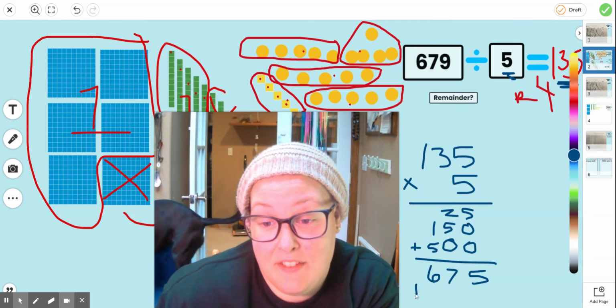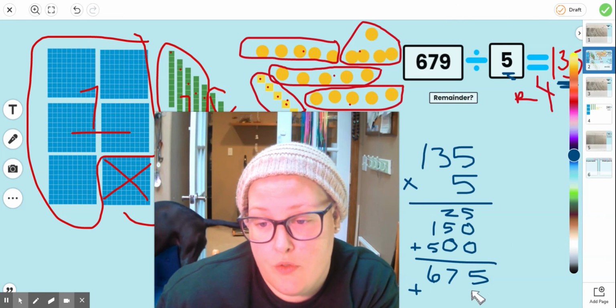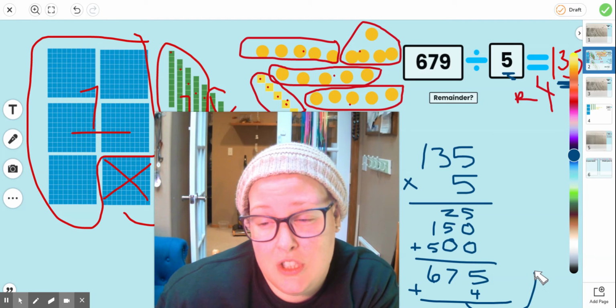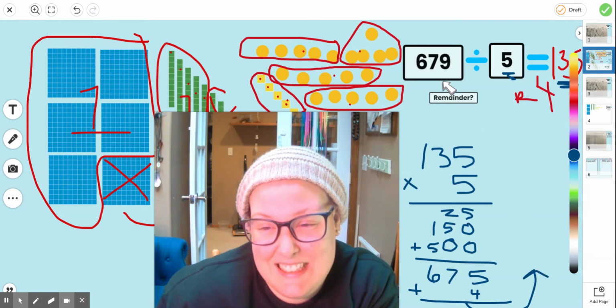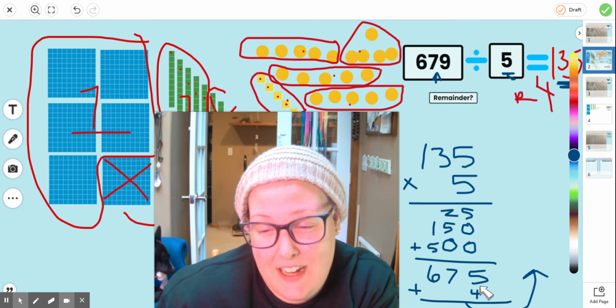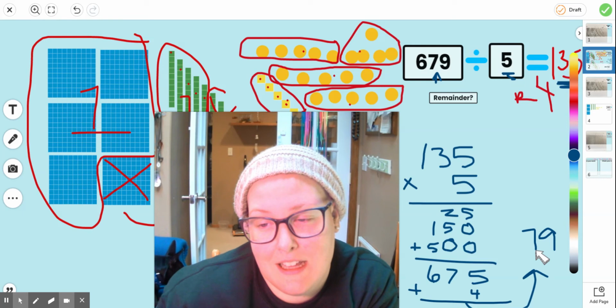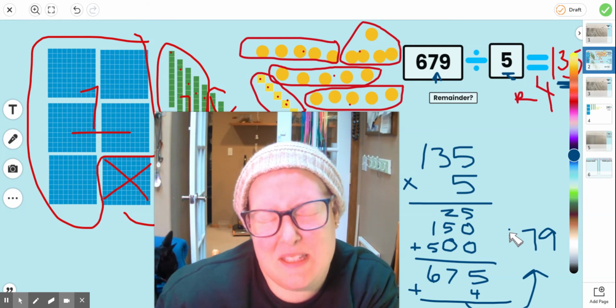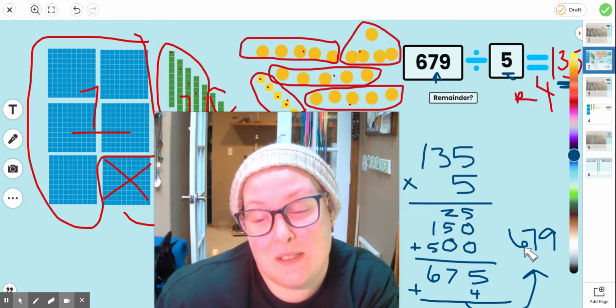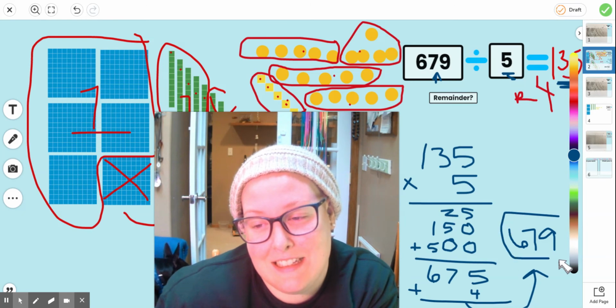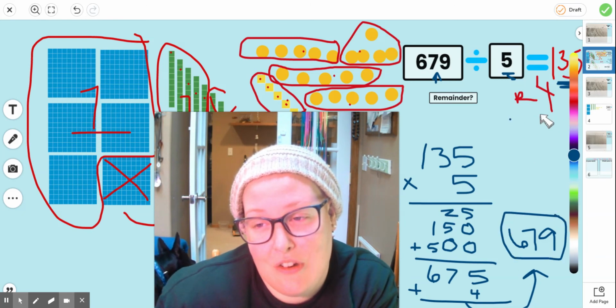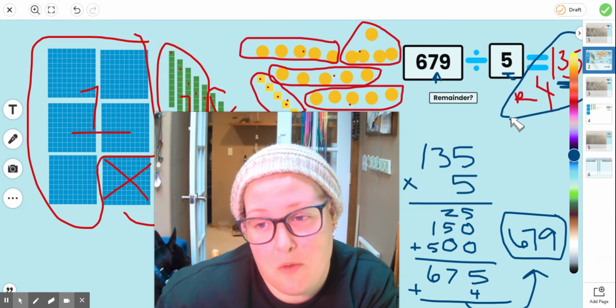And then I have to add my remainder, which is 4, which should give me my initial dividend. Let's see, 675 plus 4. 5 plus 4 is 9, and 7 plus nothing is 7, and 6 plus nothing is 6. I got the right answer, so I know it's 135 remainder 4.